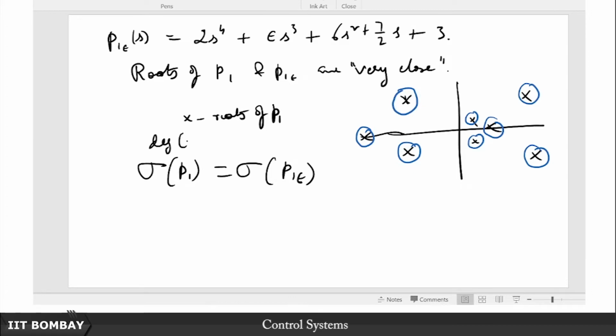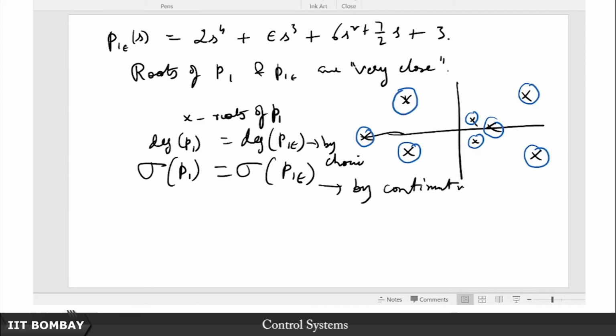Now degree of P1 is equal to degree of P1 epsilon, this is by choice, and this is by continuity argument. I know it might not appear very foolproof or very concrete, but trust me that this is true, that indeed if you perturb the coefficients only ever so slightly, the roots do not go very far from the original roots. So they are constrained to lie within a very small neighborhood around this. Of course, provided that you do not change the degree of the polynomial itself, otherwise you are actually losing one root in its entirety.